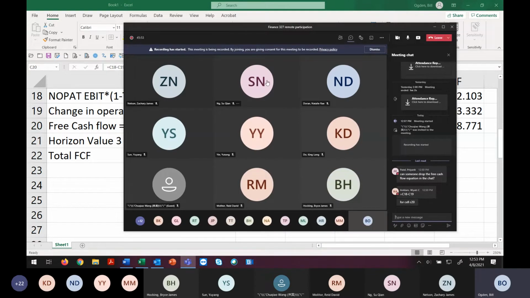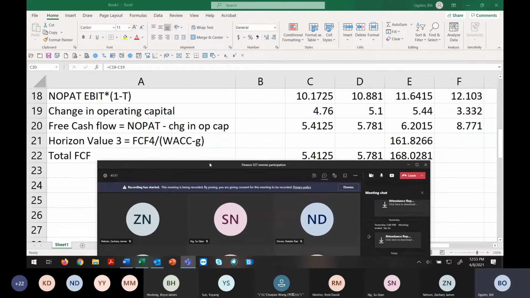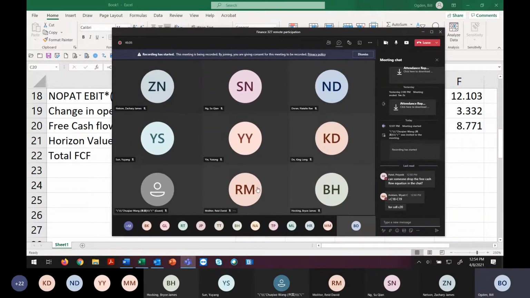So cell C20. Let's examine cell C20 if we could. That's just 18 subtracting 19. But I hope we get the idea of what you're doing rather than just cell minus cell. You're taking the NOPAT, the operating profit, and subtracting what part of that you invested in the company. Are we okay on that now?